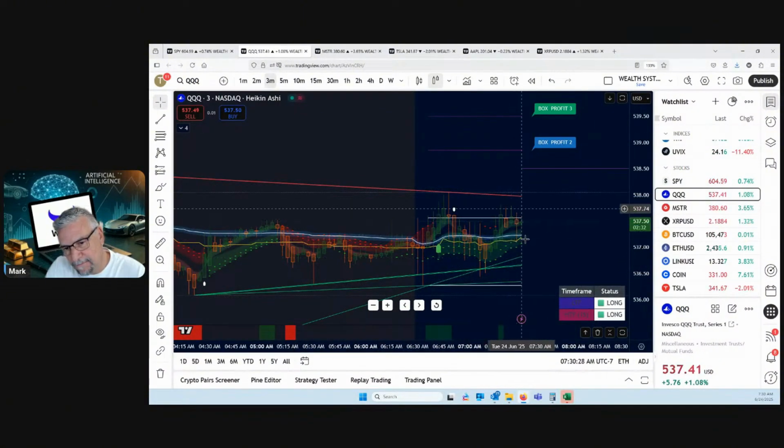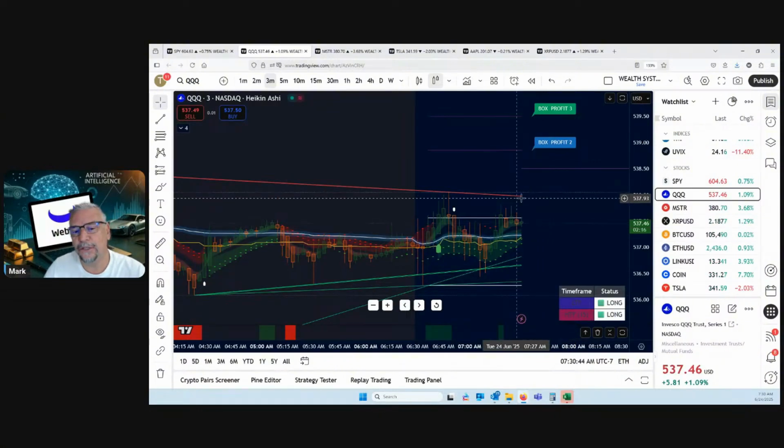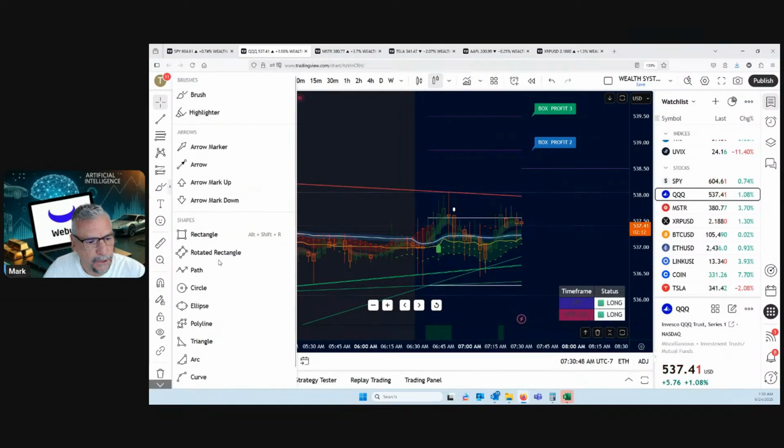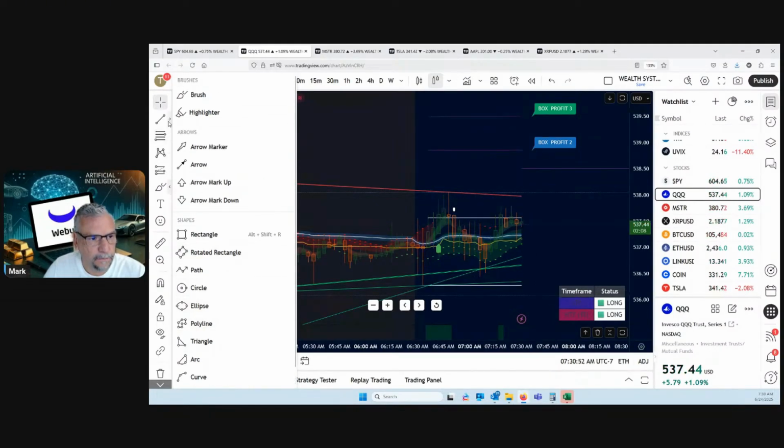And so it's like a pinball bouncing off the walls. It's going to find itself consolidating here until it gets enough momentum to break through either the support at the bottom and break down, or break up through this resistance. So we're going to see which direction it decides to go.